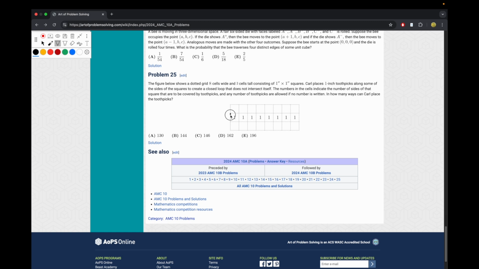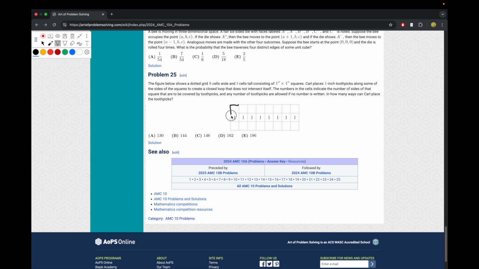So let's say that a guy places a toothpick here. He cannot put it here, so he should put it here. And if he puts it here, he can put it here and there and there. Now, how do we form a loop? This is definitely not a loop. No, this doesn't work because this end and this end do not connect to each other.